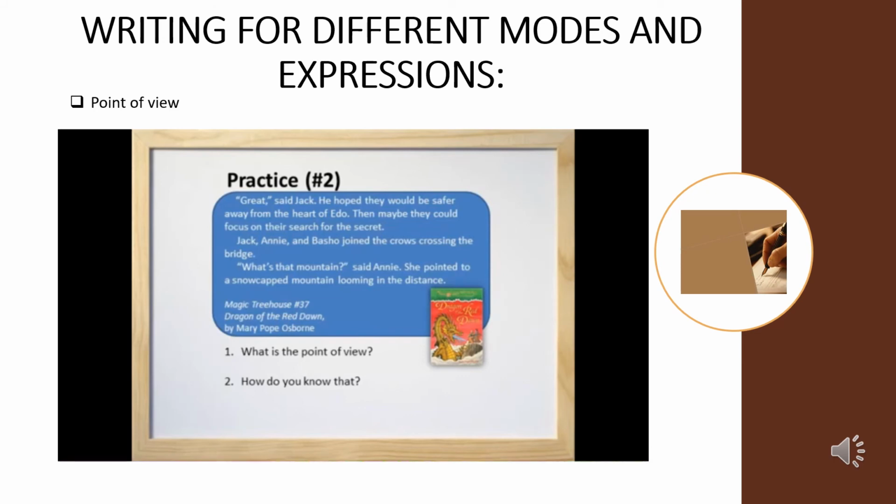Great, said Jack. He hoped they would be safer away from the heart of Edo. Then maybe they could focus on their search for the secret. Jack, Annie, and Basho joined the crows crossing the bridge. What's that mountain? said Annie. She pointed to a snow-capped mountain looming in the distance.